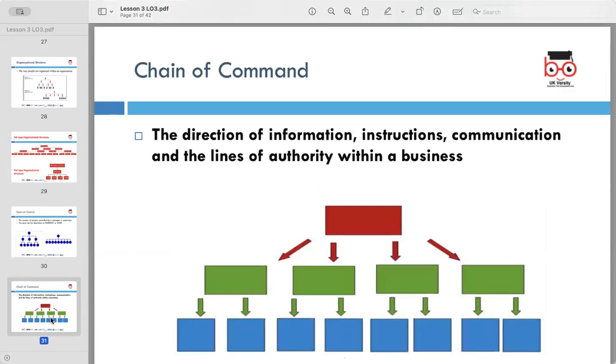Here he's talking about chain of command, direction of information, structures, communication, and the line of authority within a business. Basically, chain of command refers to the flow of information, instructions, and authority within a business. So this chain delineates the lines of authority and communication channels, establishing the formal hierarchy of decision making and accountability within the organization. Understanding the chain of command is essential for maintaining clarity, coherence, and accountability in organizational processes and operations.